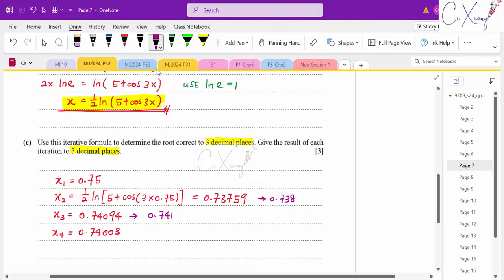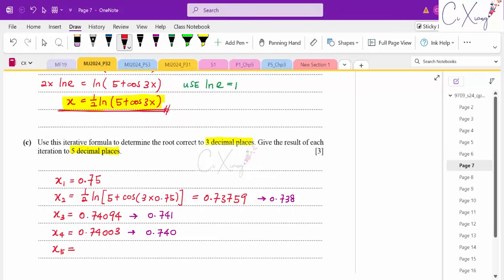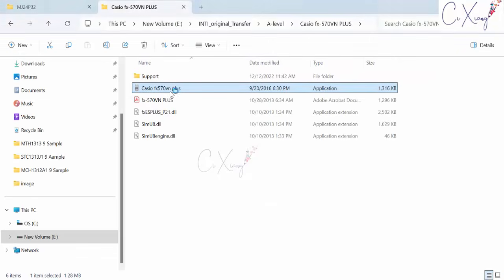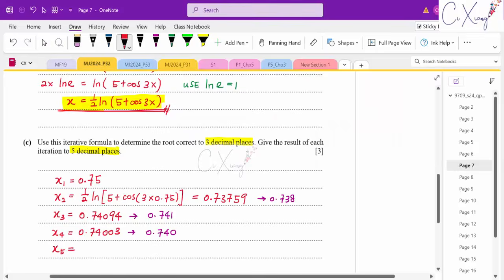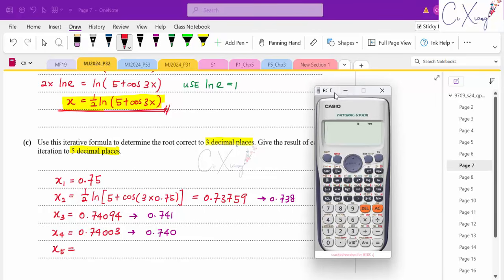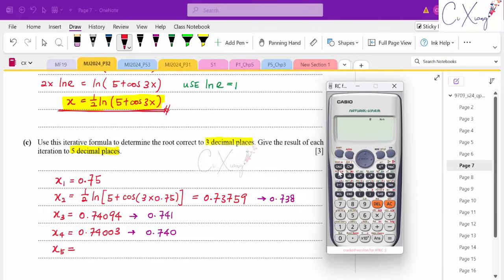Okay, then again, this one, I'm having 0.740, not repeated yet. So let's continue further for x5. Okay, so my calculator is off already, so let's open it again. Alright, then how about the next value? So I key in the formula one more time, yeah?